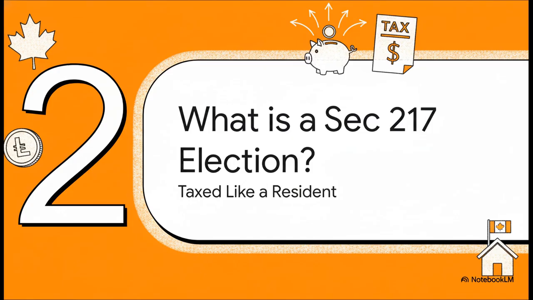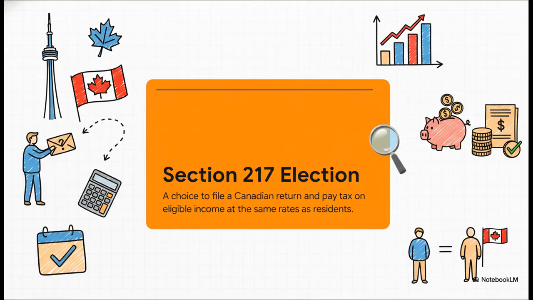Well, the answer is right there in the Income Tax Act. It's a special provision called the Section 217 election. In plain English, this election lets your client raise their hand and say to the CRA, hey, forget that flat withholding tax for a minute. For this specific income, I want you to treat me as if I were a Canadian resident. This is huge. It opens the door to using Canada's graduated tax brackets and claiming all sorts of valuable tax credits, which more often than not results in a tax refund.